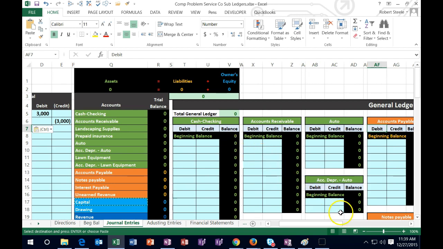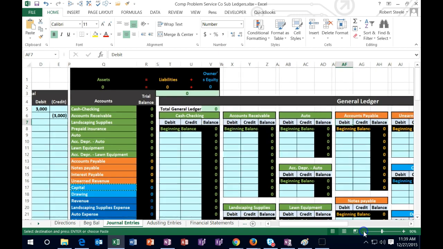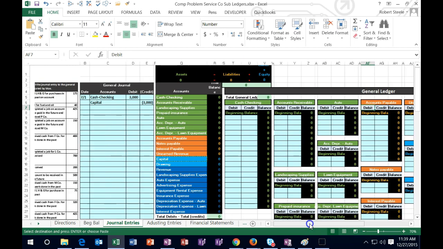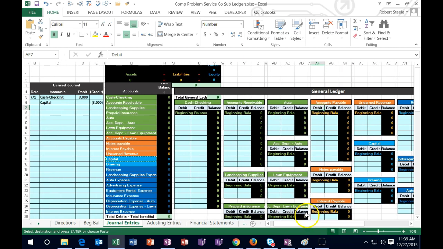I'm going to make our size in the taskbar a little bit smaller so we can see more of the screen at the same time. I'm going to bring it down to about 70. And so now we can see the journal entry and the screen. And I'm going to post cash first. So here's cash here. Here it is on the trial balance. It's the first account. Here it is on the GL. It's the first account on the GL.